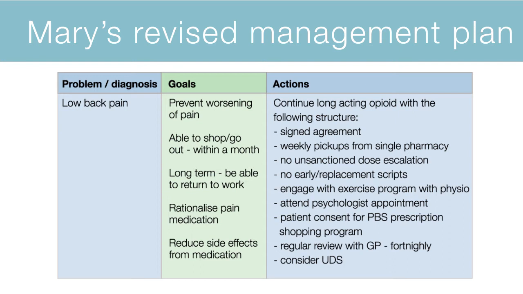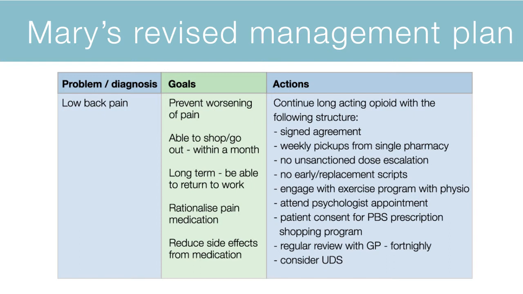So they still prevent worsening of pain, but now the goal of being able to go out or shop within the next month. So there's a time frame for that one. Longer term, to be able to return to work. So there's a long-term goal we're aiming for. How long-term, we don't really know from this plan, but there's something longer term that Mary and the GP have sort of devised. We're still trying to rationalise pain medication, reduce side effects, but you can see the actions, there's a lot more structure here.